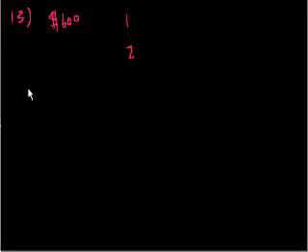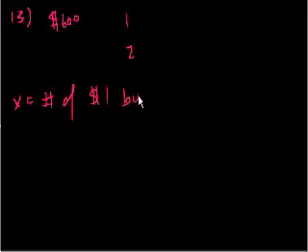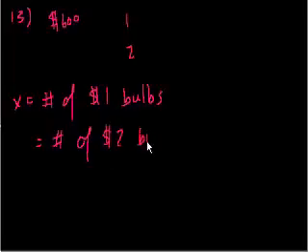Fascinating. So let x equal the number of $1 bulbs. I could introduce a variable y, but I could just say that x is the number of $1 bulbs, and we know that twice as many $1 bulbs as $2 bulbs were ordered. So how could I express the number of $2 bulbs? Well, this would be x divided by 2. There are half as many $2 bulbs as $1 bulbs, right?